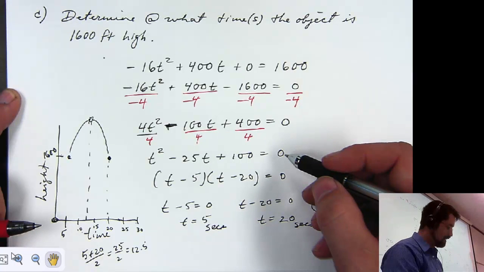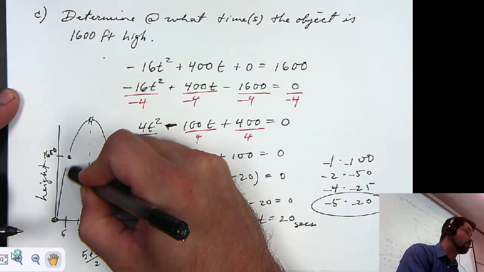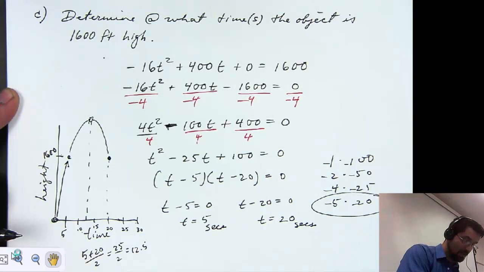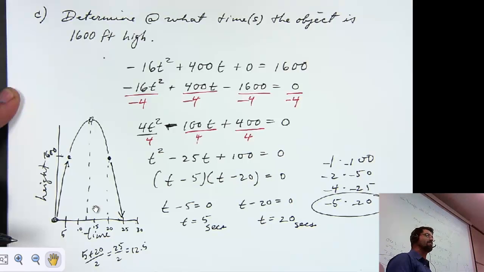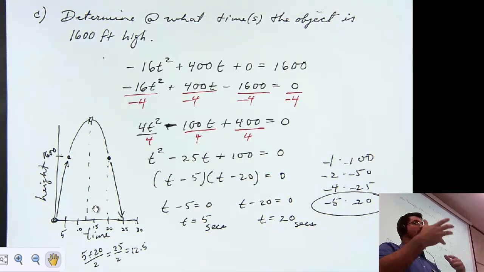Look at, and if it takes 5 seconds to get up to 1,600 feet, how many seconds does it take to get down from 1,600 feet? 5 seconds. So guess when it hits the ground? It would take 25 seconds. The whole flight is 25 seconds. Does that make sense? Because there's symmetry involved here.